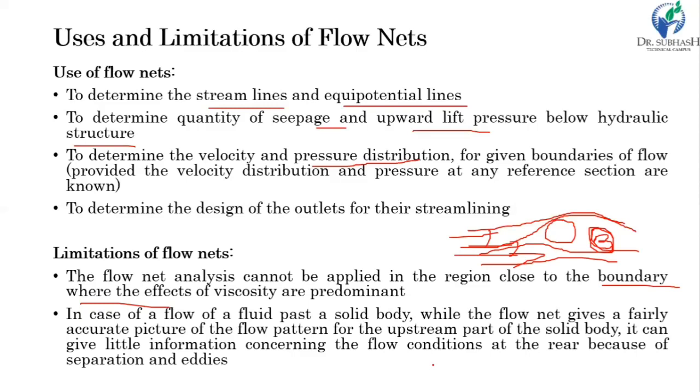And that is all for today, friends. Let's summarize what we have studied today. We started with velocity potential function, then stream function, and then we have seen the relation between the velocity potential function and stream function, followed by the flow net. And after that, we have seen the uses and limitation of the flow net.